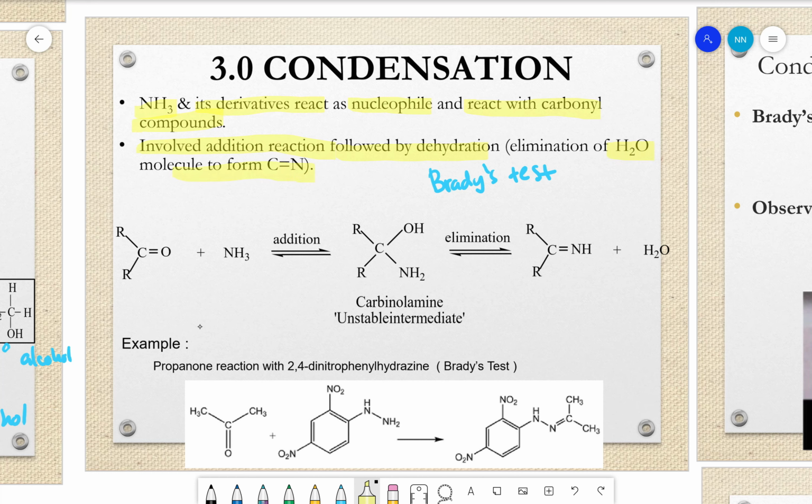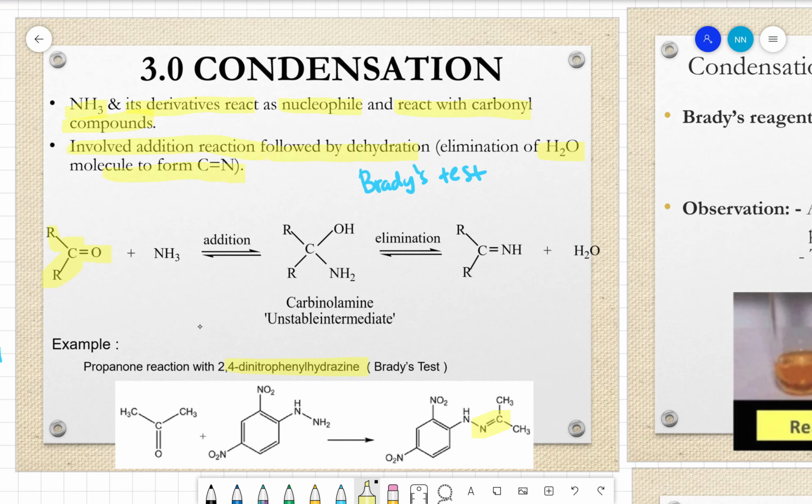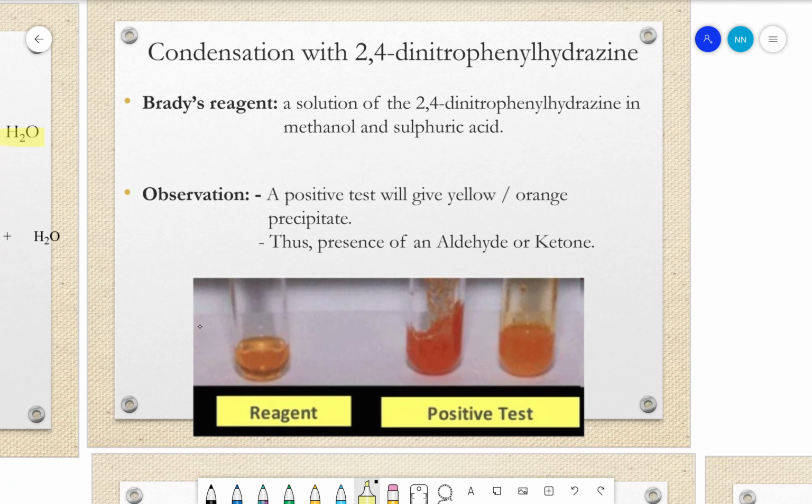So for example, if you have a carbonyl organic compound, you react it with 2,4-dinitrophenylhydrazine, which is the Brady's test, and then you would get a product. Brady's reagent is basically a solution of 2,4-dinitrophenylhydrazine in methanol and sulfuric acid.